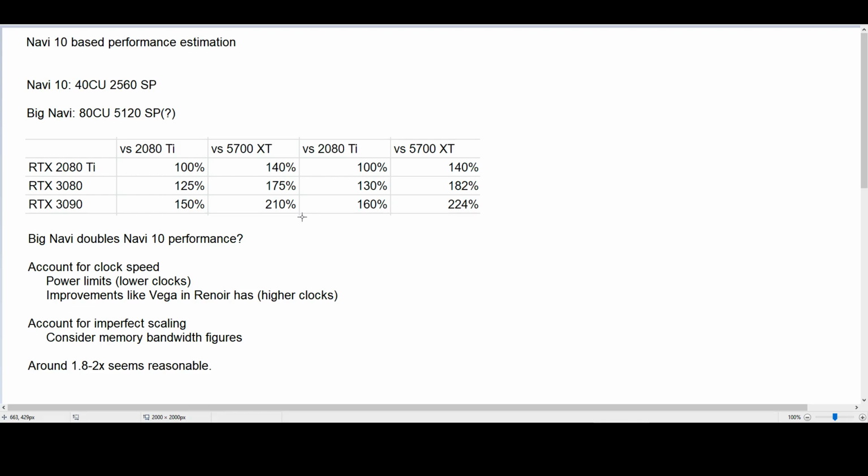We might have improvements like we had on Vega and Renoir chips, and we might end up with much higher clocks possible within the same power envelope. We also have to consider that the scaling is not perfect. There are probably some architectural improvements on Big Navi or on RDNA 2. But of course, we can also tie that into the memory bandwidth figures we looked at earlier.